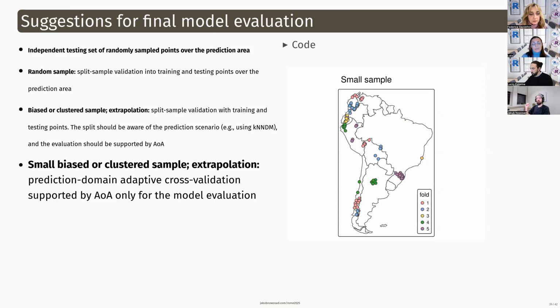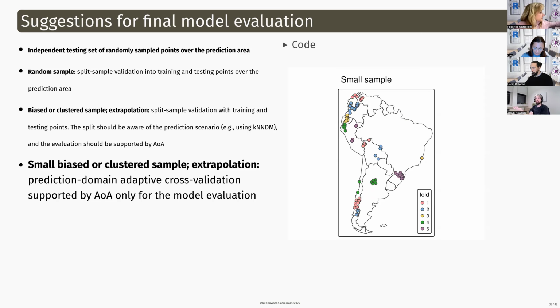Next, it's a slightly worse scenario, but it also happens. What should we do when we have a small sample? So we have a small sample, so we cannot put part of it into a testing set, because if we do that, we have just a bunch of points and our model is very, very weak.